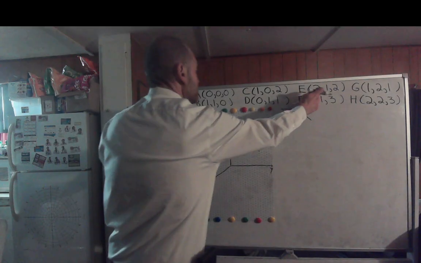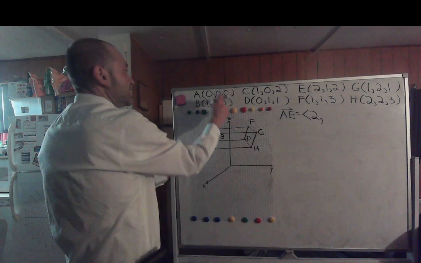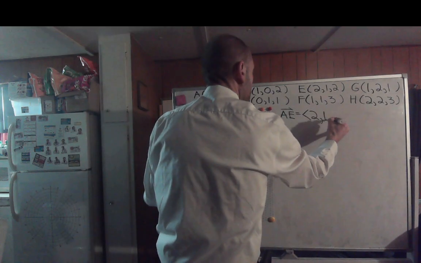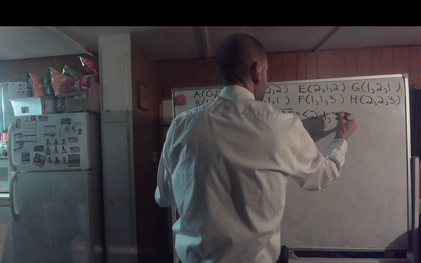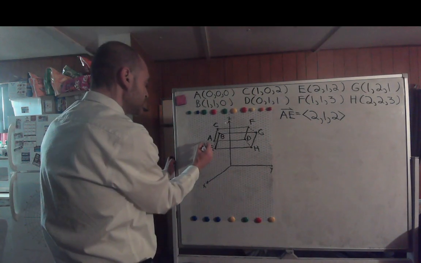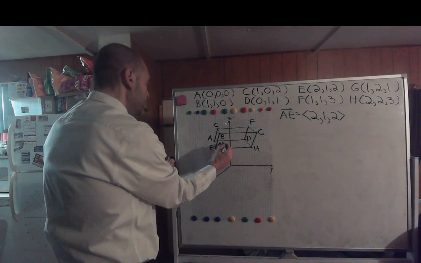So if I take 2 minus 0, I get 2. 1 minus 0, I get 1. 2 minus 0, I get 2. So AE is 2, 1, 2. So there is your vector AE right there.